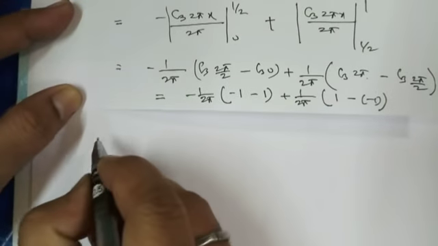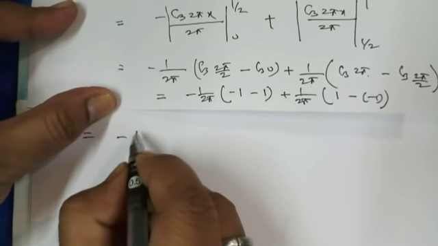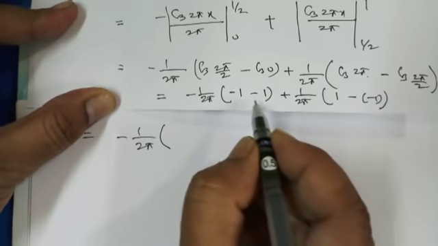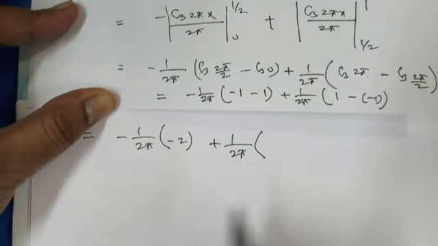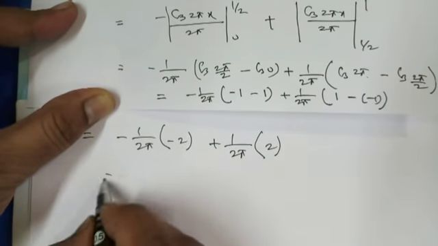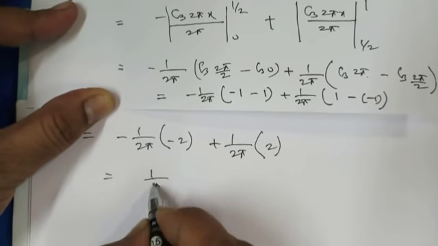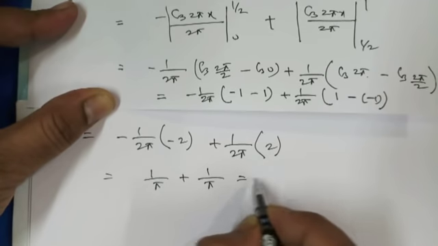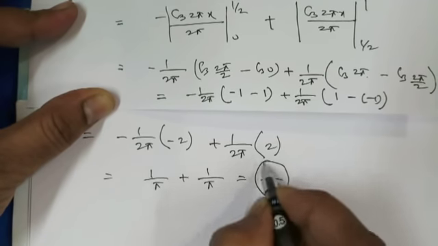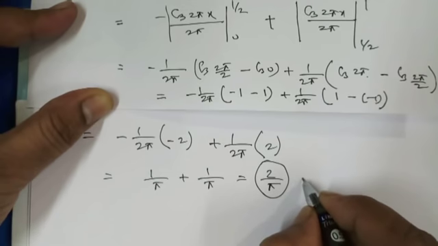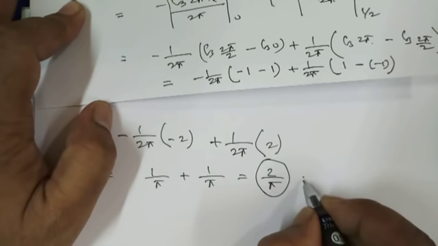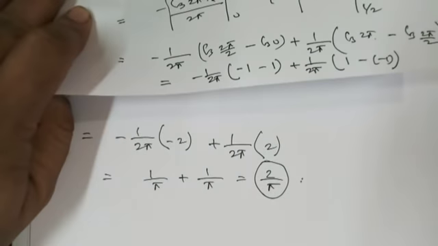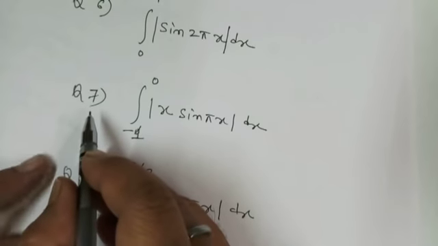So this equals minus 1 upon 2 pi times minus 1 minus 1, which is minus 2, plus 1 upon 2 pi times 1 plus 1, which is 2, and this is 1 upon pi plus 1 upon pi, and this is 2 upon pi. So this is the correct option if options are given. If options are not given, then this will be the answer. Okay. Next, move to question number 7.